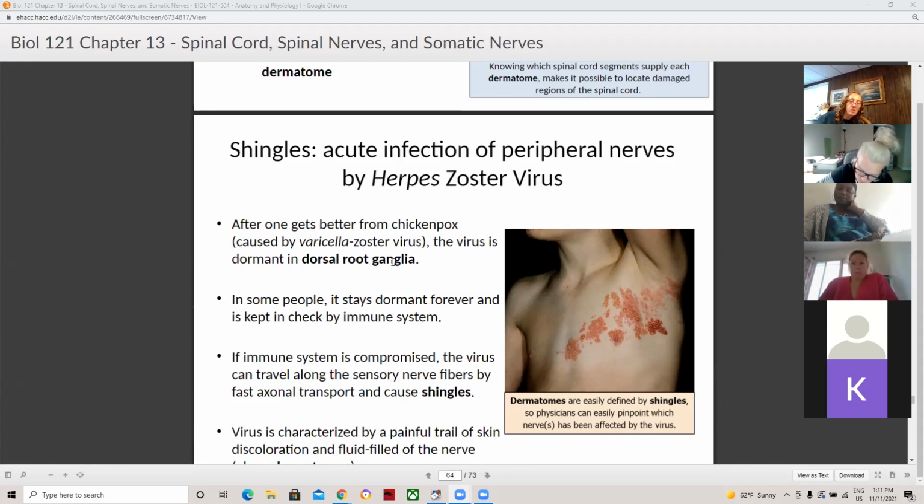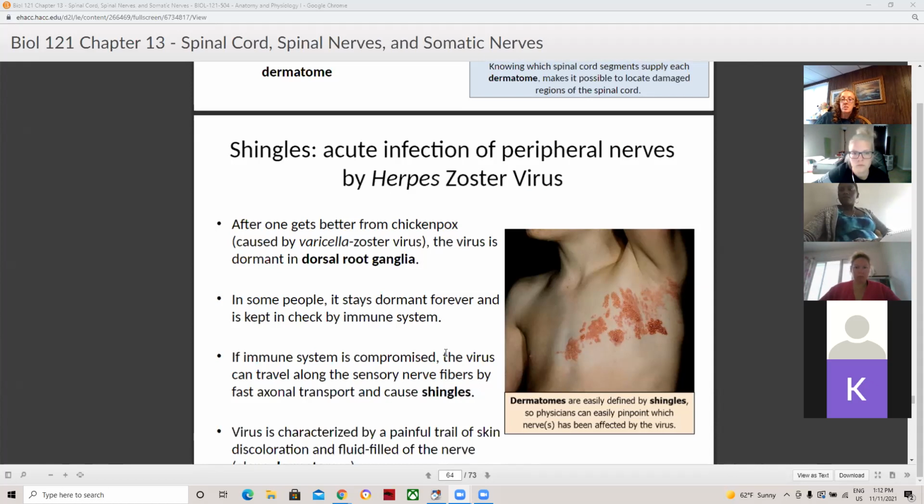What's contained in the dorsal root ganglia? Sensory nerves, the cell bodies of the sensory nerves. And so the virus is held dormant there. In most people, it stays dormant forever and is kept in check by the immune system.